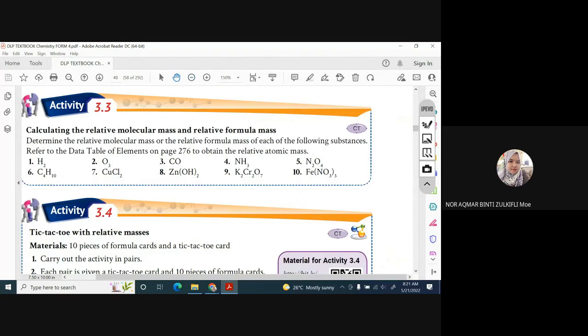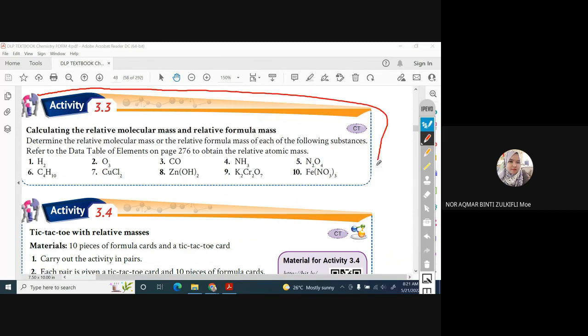Now the teacher wants to give homework, to do in your notebook. If you don't have a notebook, do it in a notepad, as long as you try. Tomorrow we have the second slot, online class, right? So tomorrow we will check the answers together. So do all of these, number 1, number 2, number 3. Calculate all the masses.